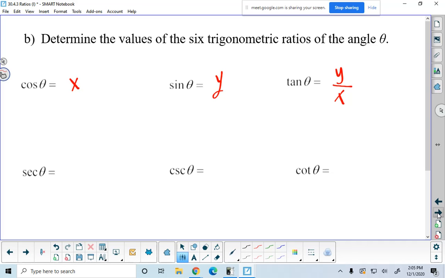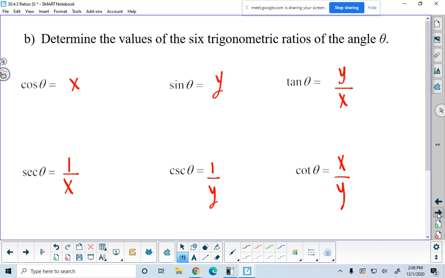If it's on the unit circle, secant would be 1 over x, because secant is the reciprocal of the x coordinate on the unit circle. Secant is the reciprocal of cosine. Cosecant is the reciprocal of sine. If sine is y, cosecant is 1 over y. Cotangent is the reciprocal of tangent, which should be x over y.